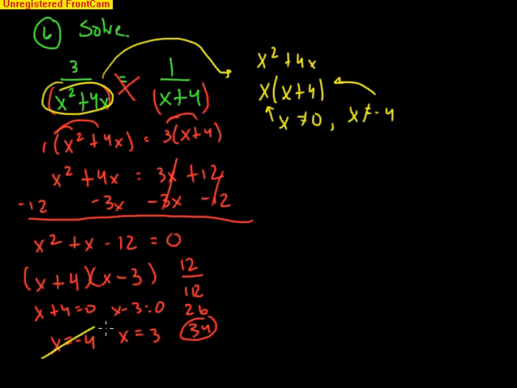When I look at my answer, negative 4, oh shoot, I got to cross that one off. Now in the second denominator, x cannot be negative 4. I already took care of that, so this x equals 3 is a good answer. So that is the one and only answer for this problem.